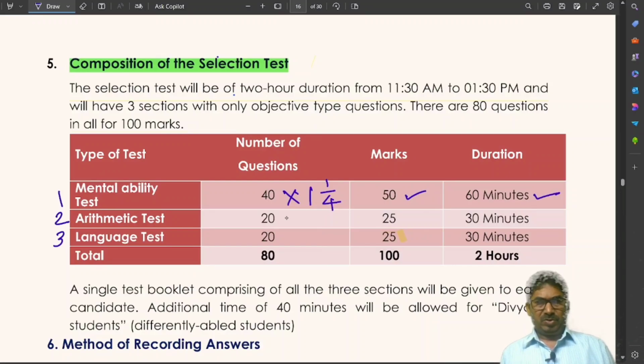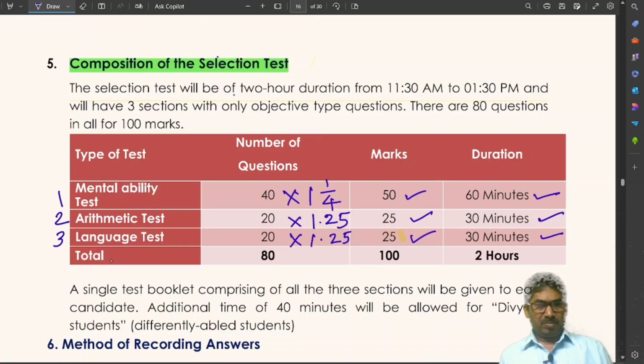Arithmetic test: 20 questions. Each question carries 1¼ marks, meaning 1.25. So total marks are 25 for this arithmetic test. The duration of the time is 30 minutes. Next, the language test. Number of questions is 20. Each question carries 1¼ marks. So 25 marks for this language test. The duration of the time is 30 minutes.